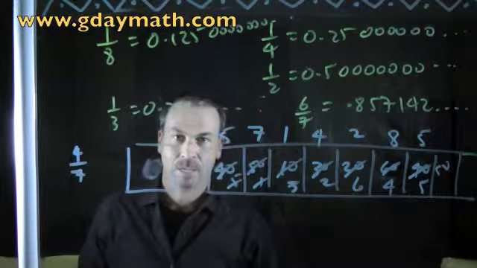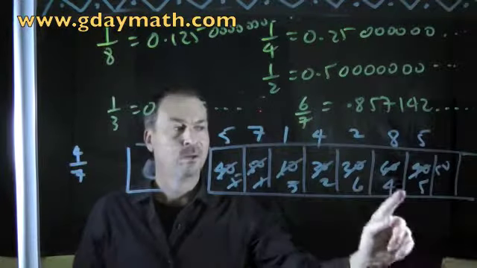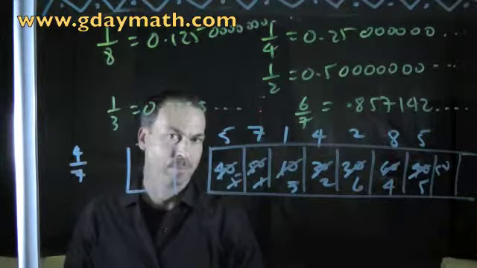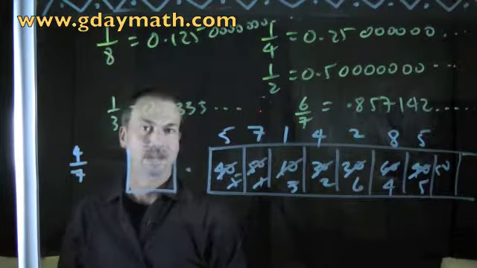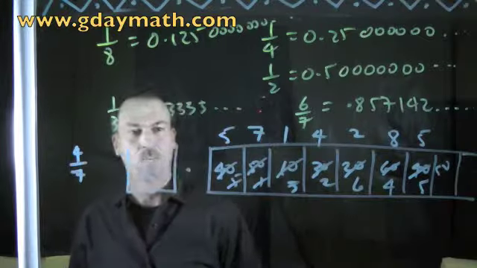So the question is, I can tell I'm going to go into a cycle as soon as I hit something I've seen before. Am I sure to see something I've seen before? That's an interesting question. And the answer is yes, and here's why.